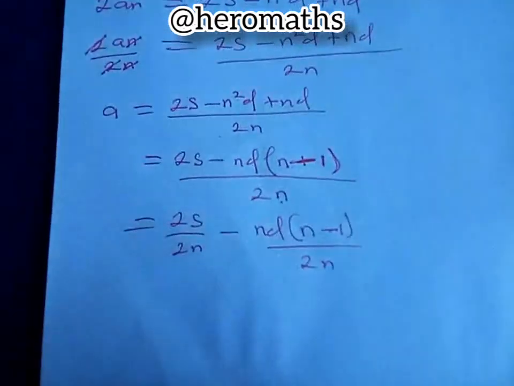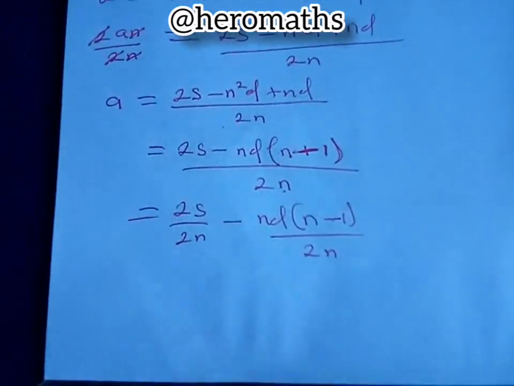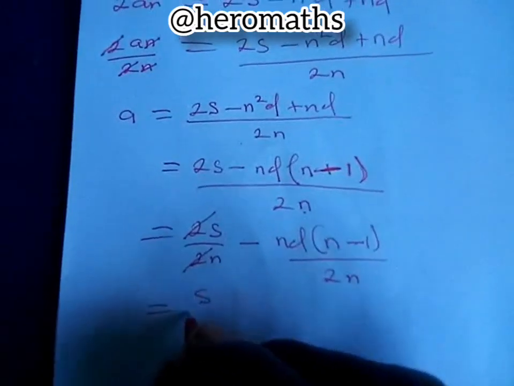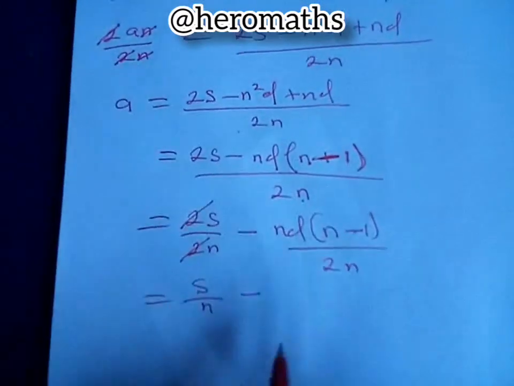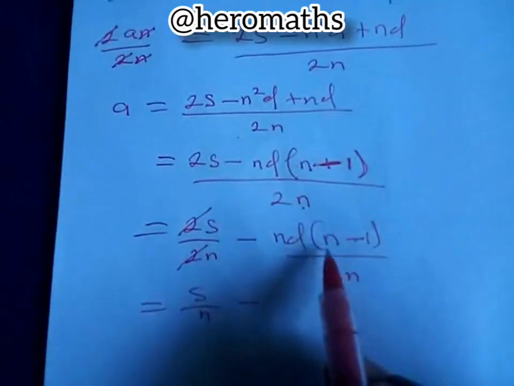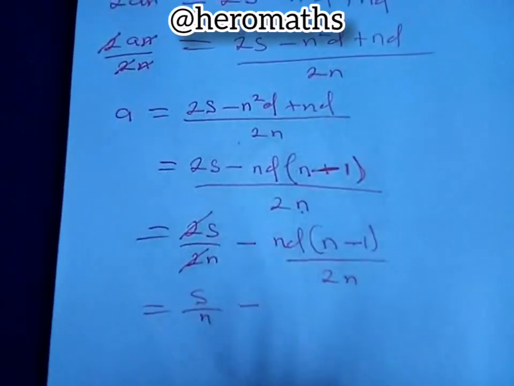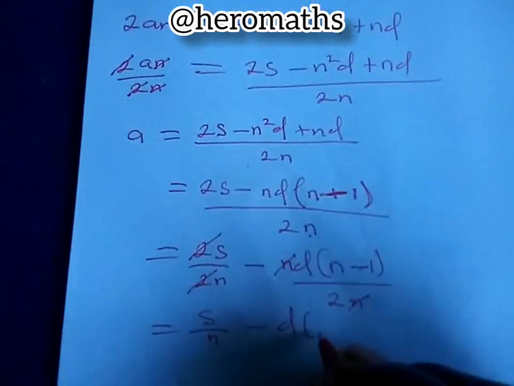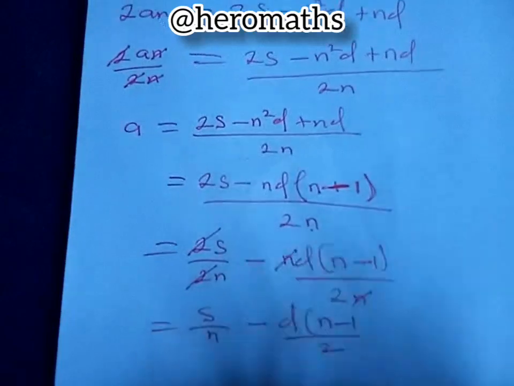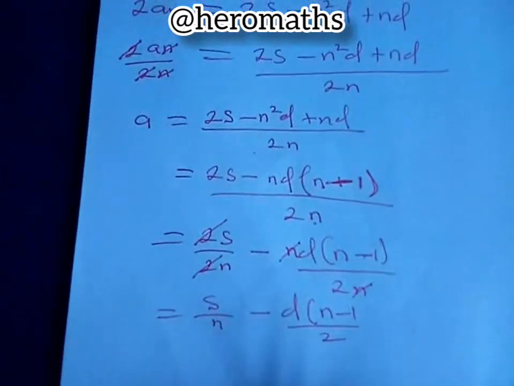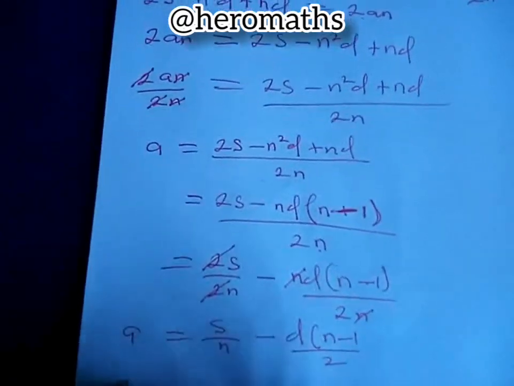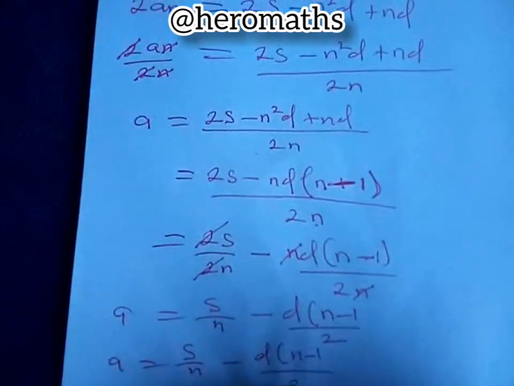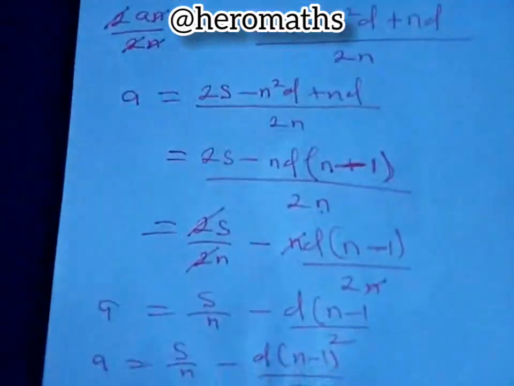So we have this. Now we have 2s divided by 2n, this will give us 2 go with 2. We are left with s all over n minus, we have here nd open bracket n minus 1 close bracket divided by 2n. So n can go with n, and then we have d open bracket n minus 1 divided by 2, and that would be our final answer. a will be equal to s divided by n minus d bracket n minus 1 divided by 2. That would be our final answer.